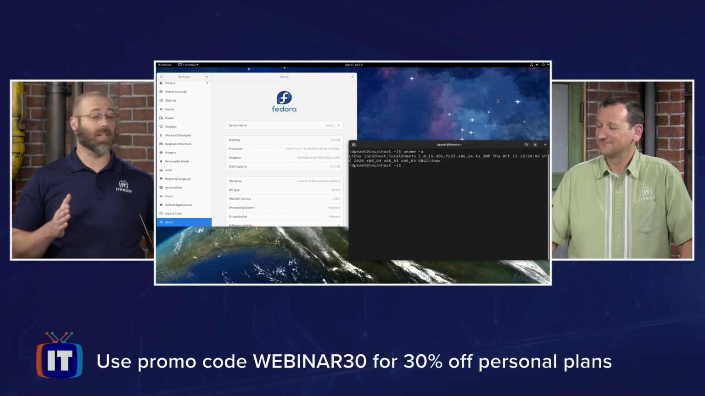All right, let's move on. Let's keep the train rolling. And this is going to be Don's facetiously favorite distribution, which is Gentoo Linux. Tell us a little bit about Gentoo, sir.